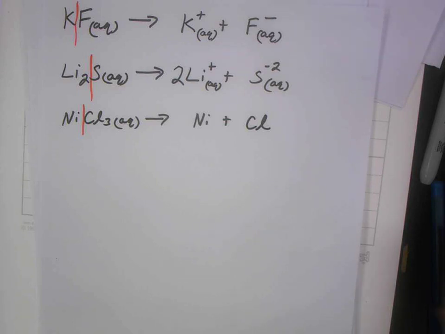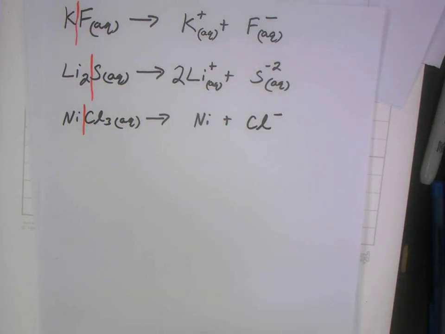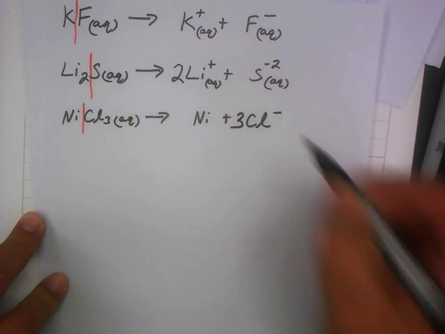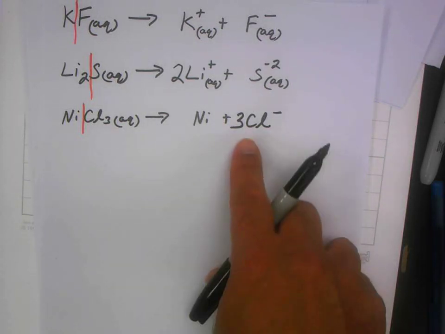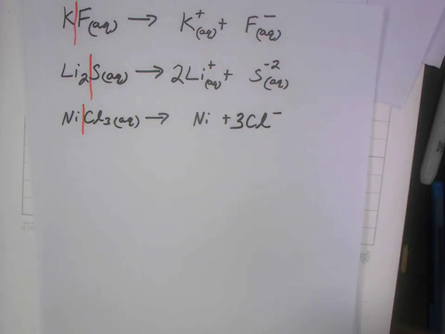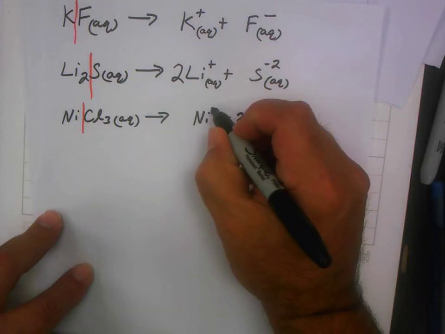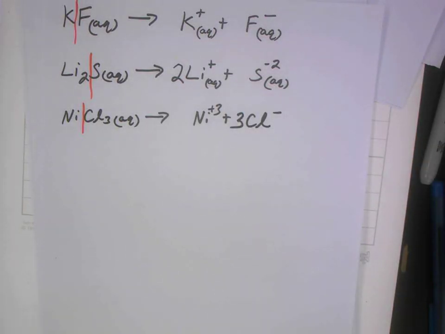Right? Chlorine is in column 17, so it's a -1 charge. There were 3 of them. I can put this 3 right here as a coefficient to show that we're going to end up with 3 chlorides individually. Right? So there's 3 negative charges for a total of 3 negative charges. That must mean that there's 3 positive charges, and there's only 1 nickel to take those 3 positive charges. So that nickel is a +3. We call this one nickel 3 chloride.